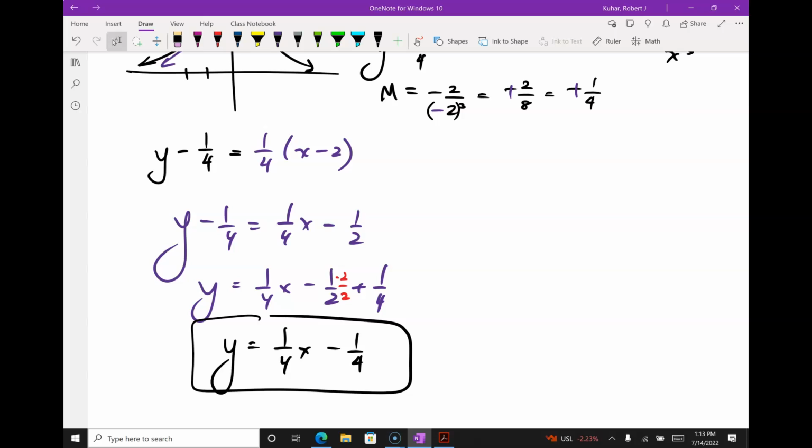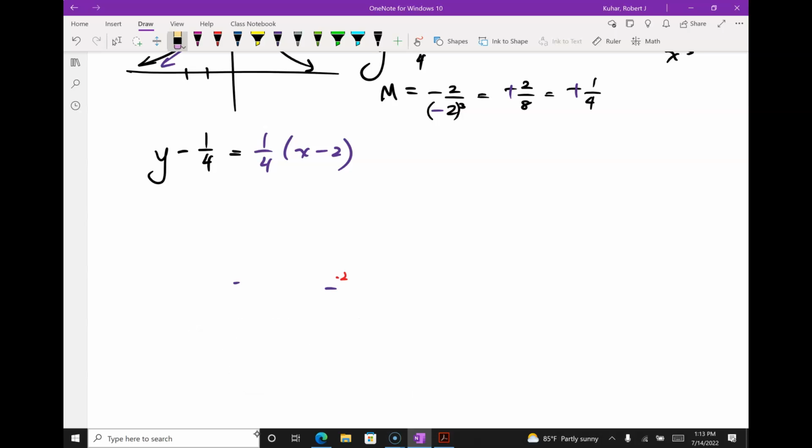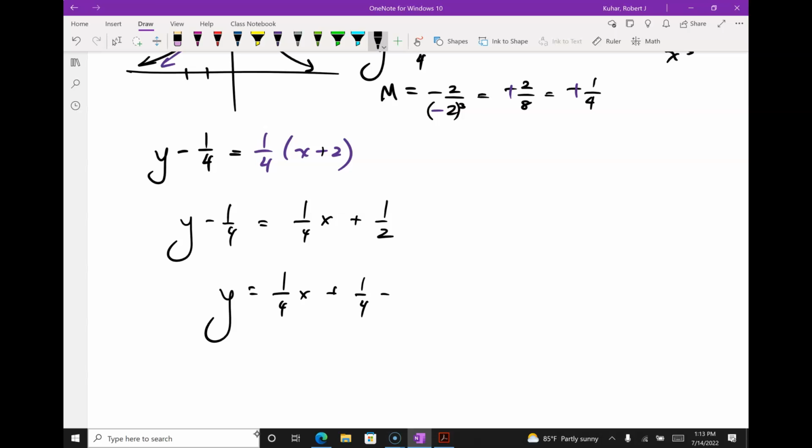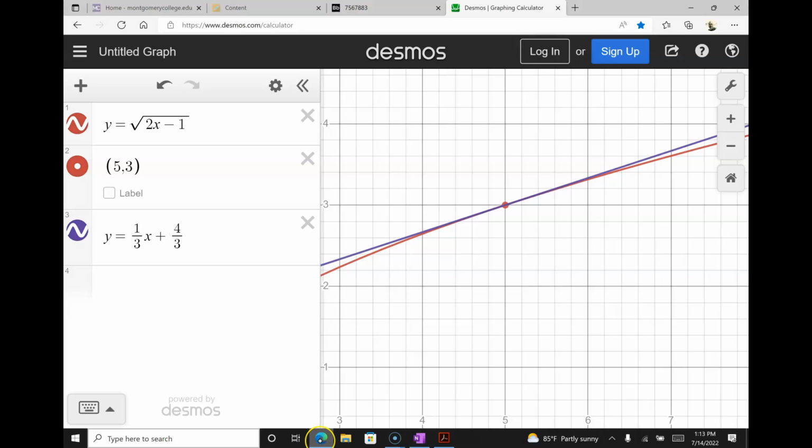Wasn't it negative 2? Oh, jeez. Robert, what is wrong with you today? Sorry, do it over. So it becomes a +2 here, right? Yes. Nice. Let's go to Desmos.